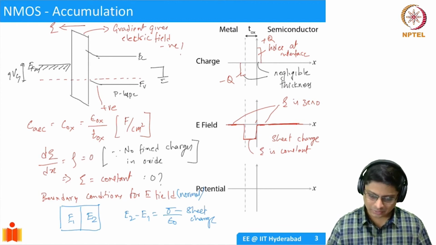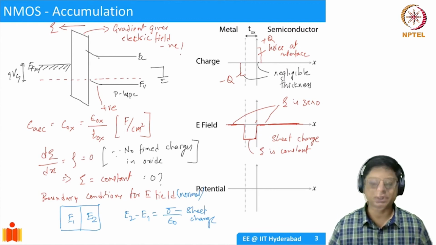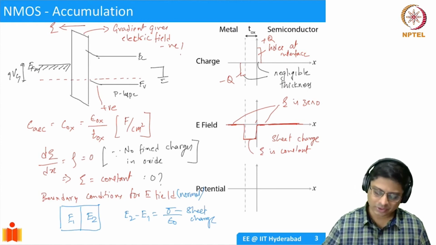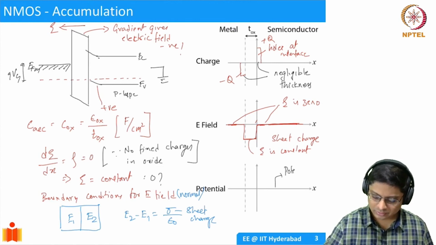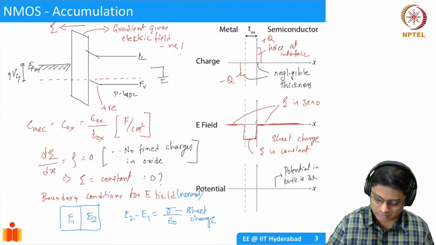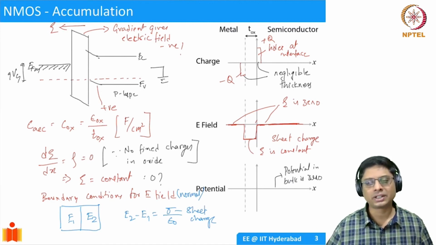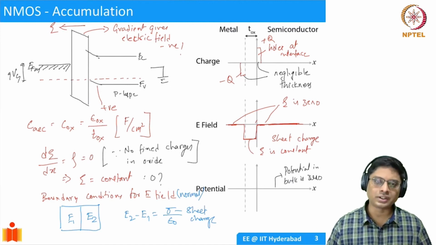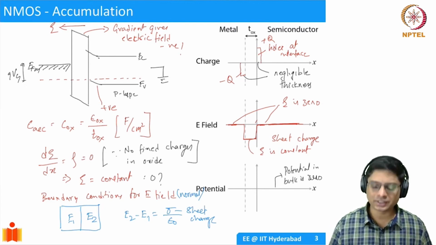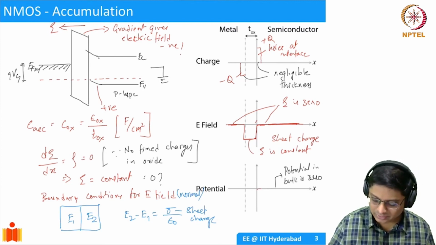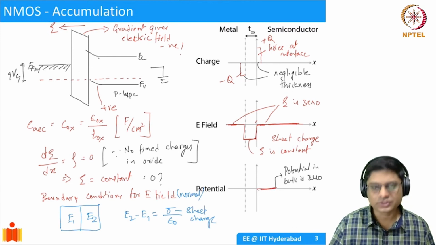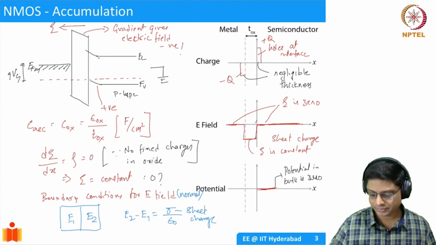Right? Now, we would also like to analyze what is the potential. Okay. And whenever we want to take potential, we take some reference. So let us take the potential in bulk as 0. Let us take this as a reference. Bulk, we keep it 0 and we see what happens. And there is no electric field in the silicon, so potential is going to be constant. But when you come to the oxide, there is a constant electric field, so there should be a linear potential, right?